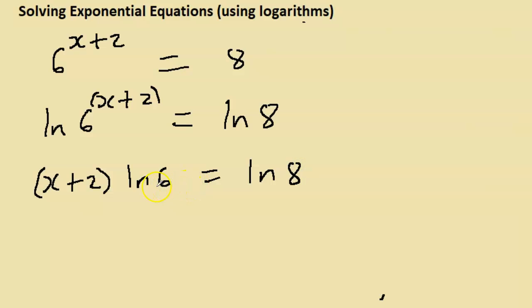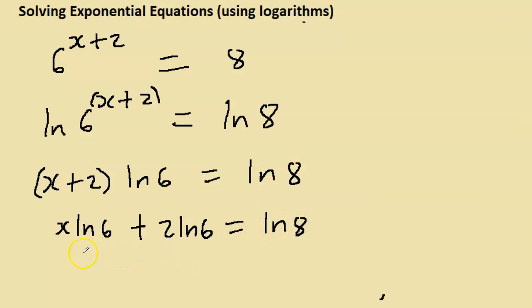And then we distribute the log. So ln 6 times x, that's x ln 6. And then ln 6 times 2, that's 2 ln 6. And by the way, 2 ln 6 can be rewritten as ln 36, because this 2 here, we can write as ln 6 squared. And that would be ln 36 if we want to write it like that.